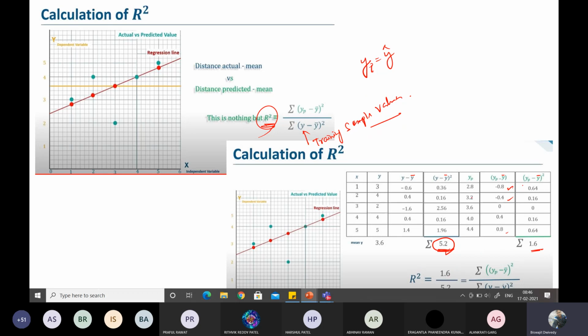Okay. So for R square we have to divide these two values. After dividing we are getting 1.6 by 5.2, which is equal to 0.307692, like that. So what happens here, whenever we are getting R square value as this much, that means this model is not so much good. Okay, so this is a poor model.